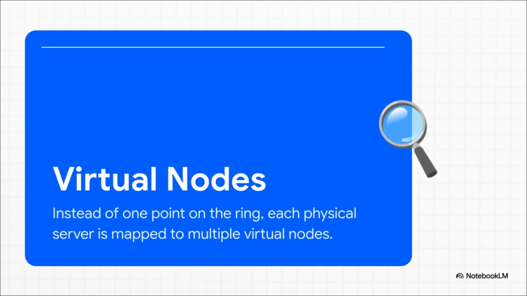Instead of placing server A on the ring just one time, we place it on the ring hundreds of times. We create these virtual points, server A-1, server A-2, server A-3, and so on, that all point back to the same physical machine. By doing this for all of our servers, we use the law of large numbers to basically guarantee a much, much more even distribution around that ring. It effectively wipes out the hotspots caused by random clustering.